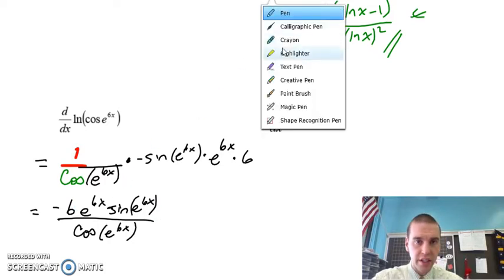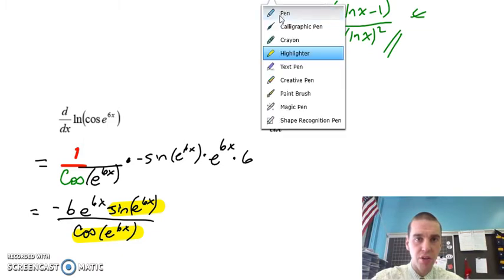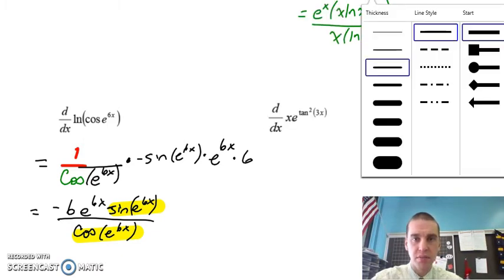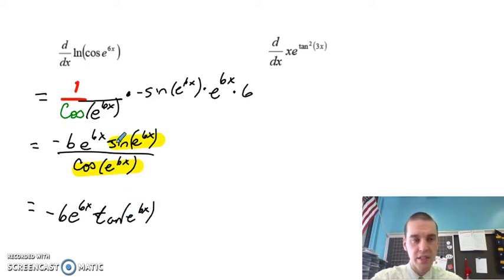Well, right here, hopefully you guys can see this. Sine e to the 6x, cosine e to the 6x. What does that become? Sine over cosine? Tangent. And so we're going to get here negative 6 e to the 6x tan e to the 6x. Sine over cosine is tangent, so we can just rewrite it as tangent e to the 6x. Done.